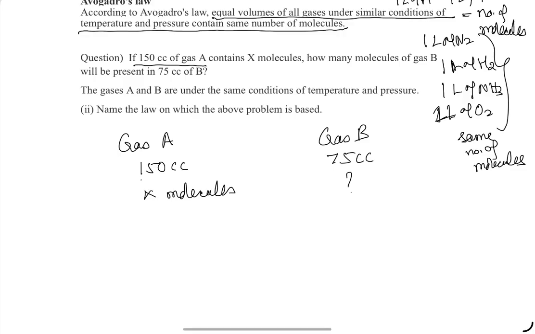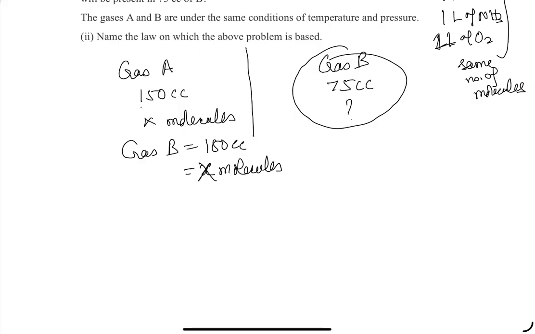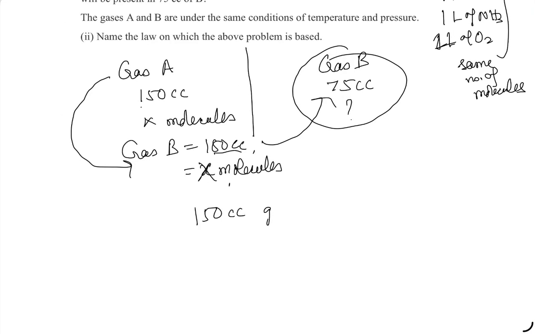If 150 cc of gas A has X molecules, that means if gas B is having 150 cc, this will also have X molecules. But in the question they are asking for 75 cc. So what we can do, we can relate gas A volume 150 cc to gas B 150 cc, and then we can find out for 75 cc. So 75 to 150 is the half of that. So we can say 150 cc of gas B contains X molecules.